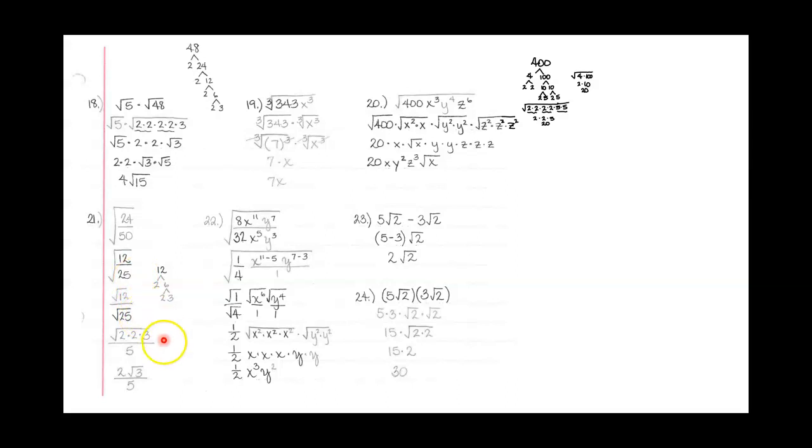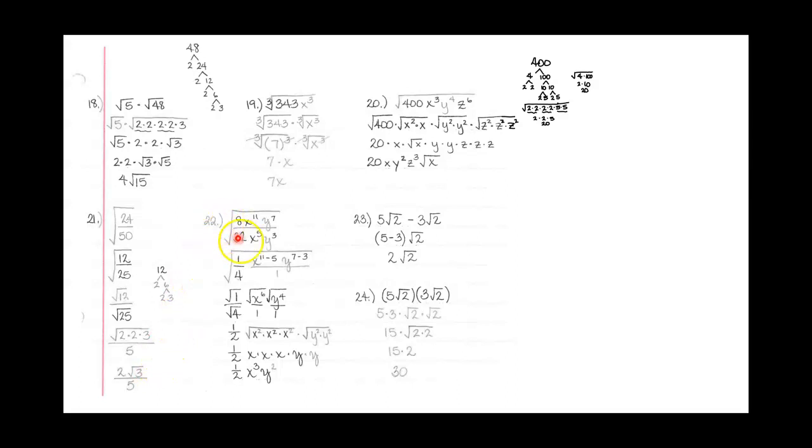So square root of 25 would be 5, and then square root of 12, if I prime factor that, I get 2 times 2 times 3. So I've got a pair of 2s, so I can pull one of those out, but I don't have a pair of 3s, so the 3 is going to have to stay underneath the radical. And so remember that you're not allowed to have a radical in the denominator, but it's perfectly fine to have one in the numerator as long as it is in its lowest terms.